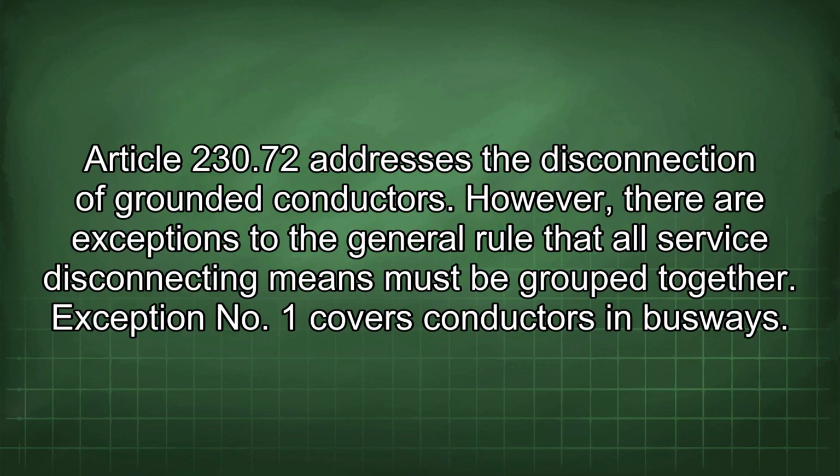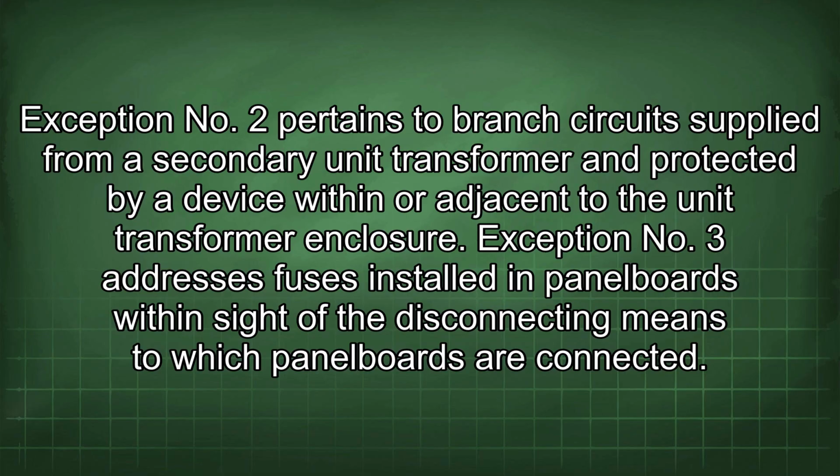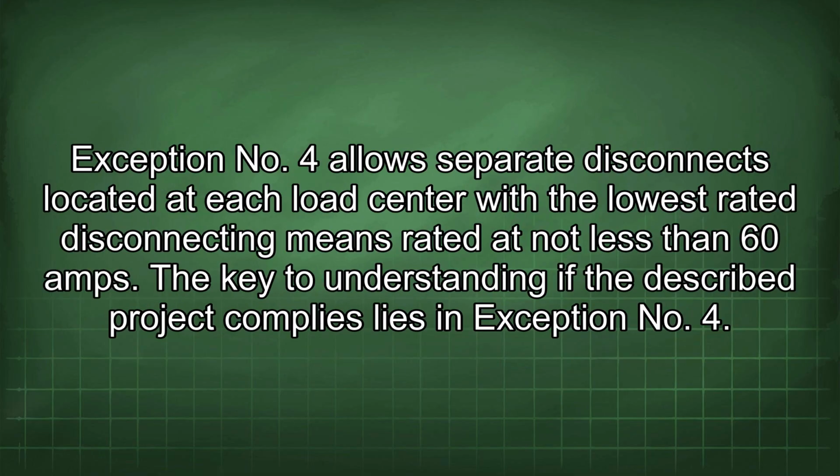However, there are exceptions to the general rule that all service disconnecting means must be grouped together. Exception No. 1 covers conductors and busways. Exception No. 2 pertains to branch circuits supplied from a secondary unit transformer and protected by a device within or adjacent to the unit transformer enclosure. Exception No. 3 addresses fuses installed in panel boards within sight of the disconnecting means to which the panel boards are connected. Exception No. 4 allows separate disconnects located at each load center with the lowest rated disconnecting means rated at not less than 60 amps.